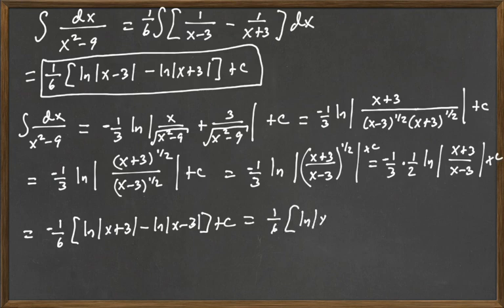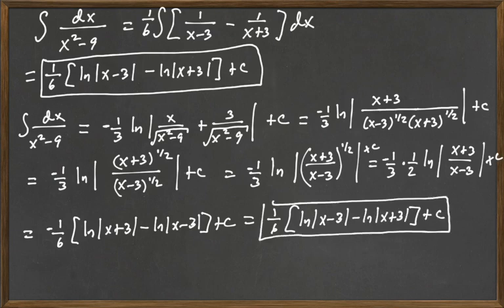I'm going to go ahead and put the negative back in, so 1/6 ln absolute value of x minus 3 minus ln absolute value of x plus 3. And so you can see that the two integrals are in fact the same, although they don't look like it at the beginning. We had to do some algebra to make one look like the other.